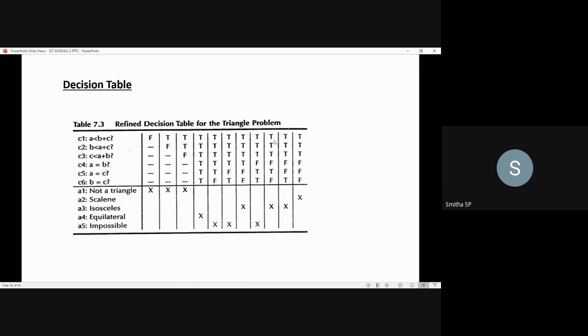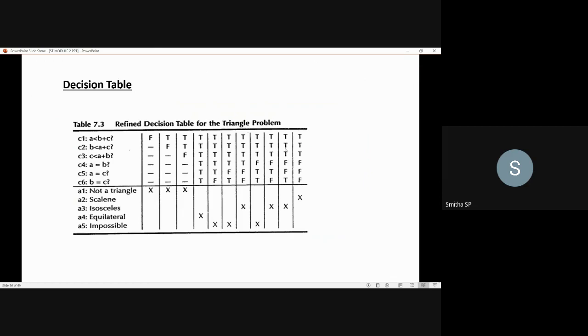Next, moving on to the next rule, here the three conditions C1, C2, C3 are satisfied, so it is forming a triangle. Now we are moving on to check with the further conditions. So A is equal to B, false. A is equal to C, true. B is equal to C, false. So A is equal to B is false, B is equal to C is false. But A is equal to C is true here. So the side A is equal to side C. So two sides are equal here. So it is an isosceles triangle.